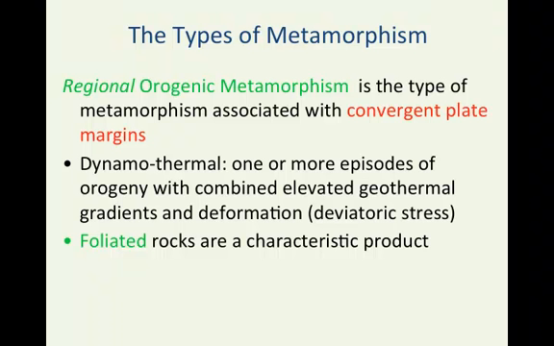This is a dynamic and thermal kind of metamorphism where there could be one or more episodes of orogeny, meaning mountain building or collision, with elevated geothermal gradients along with deformation of the rocks. And the deformation oftentimes leads to foliated rocks that are seen by the layering that forms and during textural changes in metamorphism.